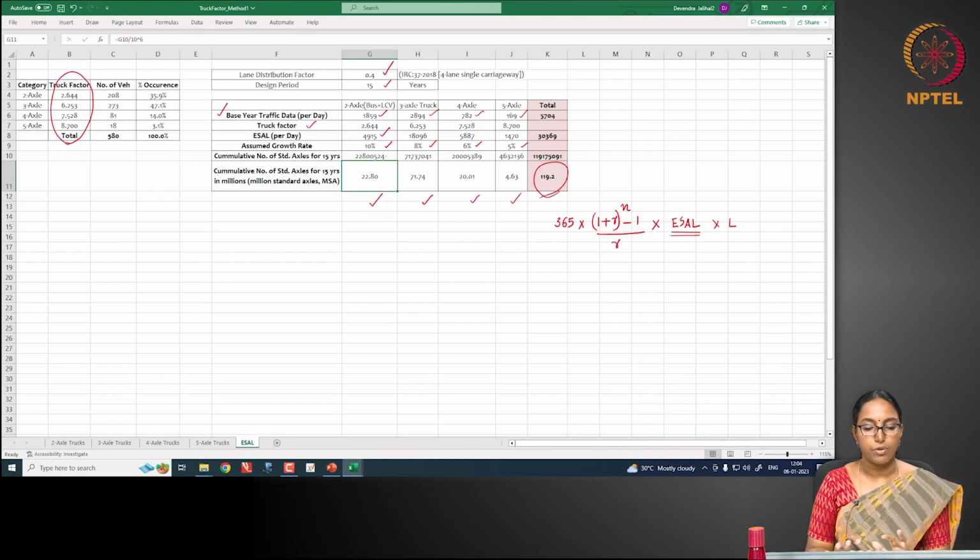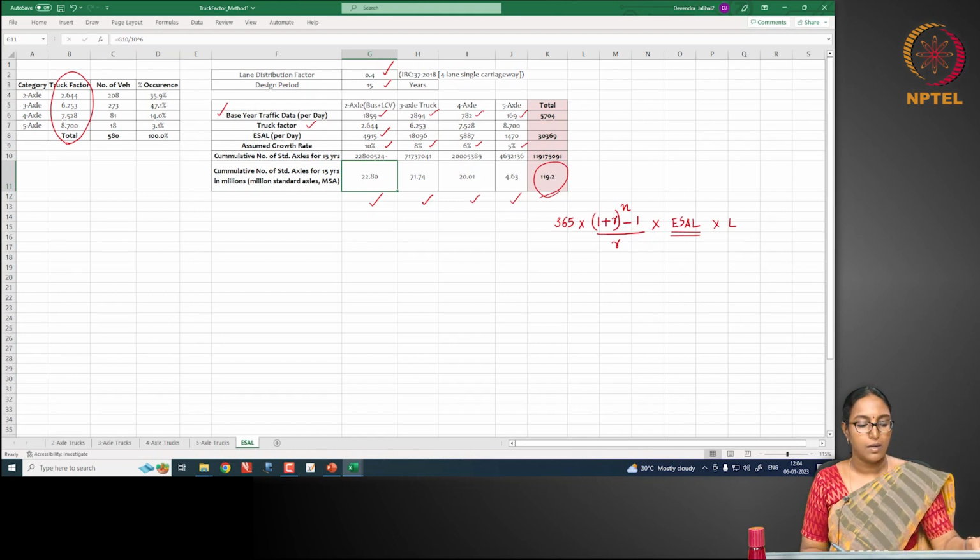So this is how we can use this template to input the data and calculate the truck factors for each of these categories. And the advantage you might have noticed here is that for each of the categories, you can have a different growth rate that can be considered, and then the total ESALs for the design can be calculated. So this is how we can use this template. Thank you.